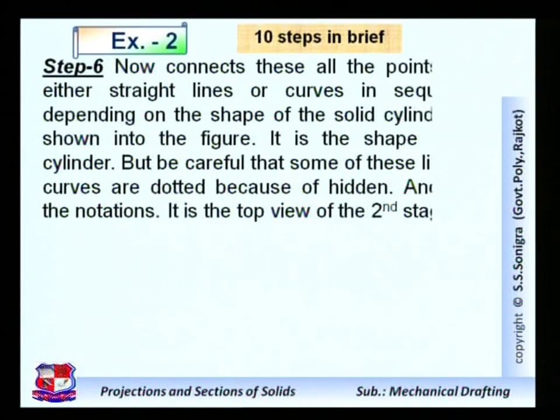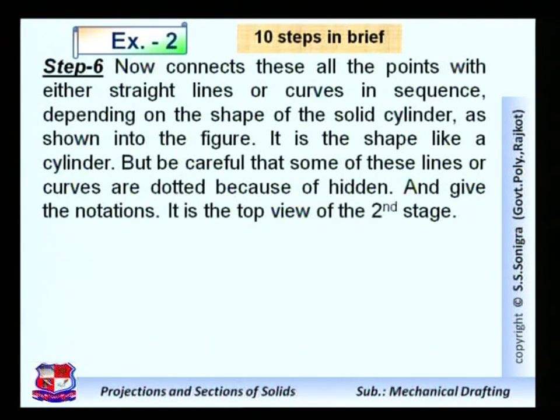Step 6. Now connect all the points with either straight lines or curves in sequence depending upon the shape of the solid cylinder as shown in the figure. It is a shape like a cylinder, but be careful that some of these lines are curved or dotted because of the hidden portion, and give the notations. It is the top view of the second stage.